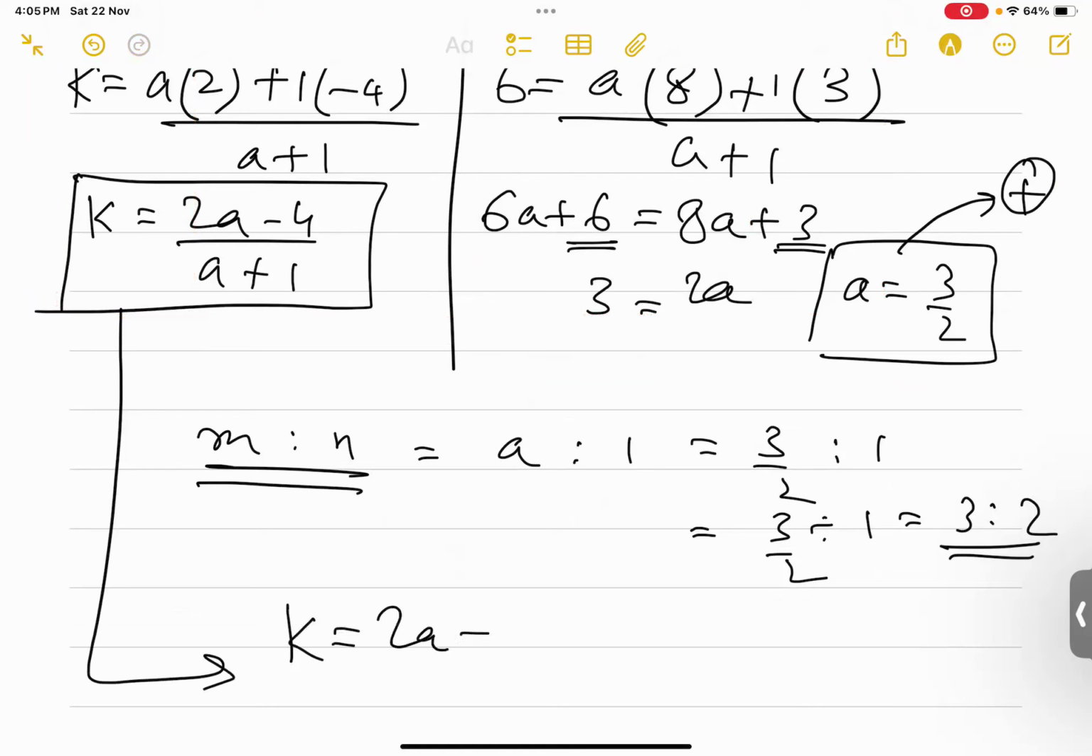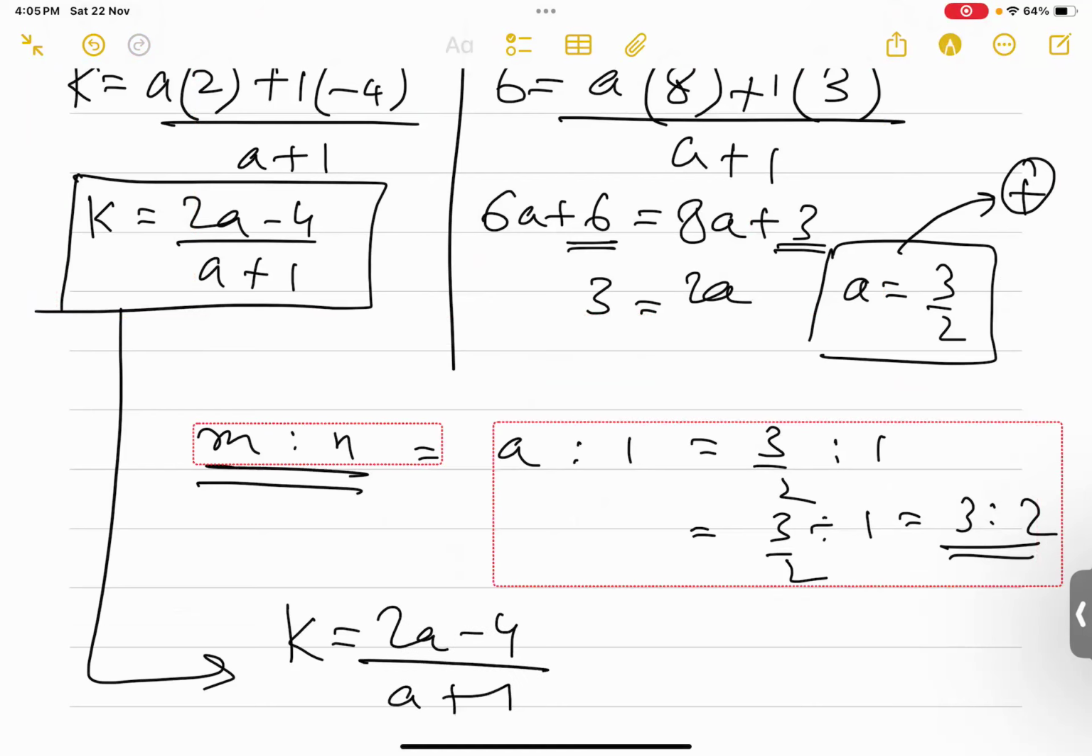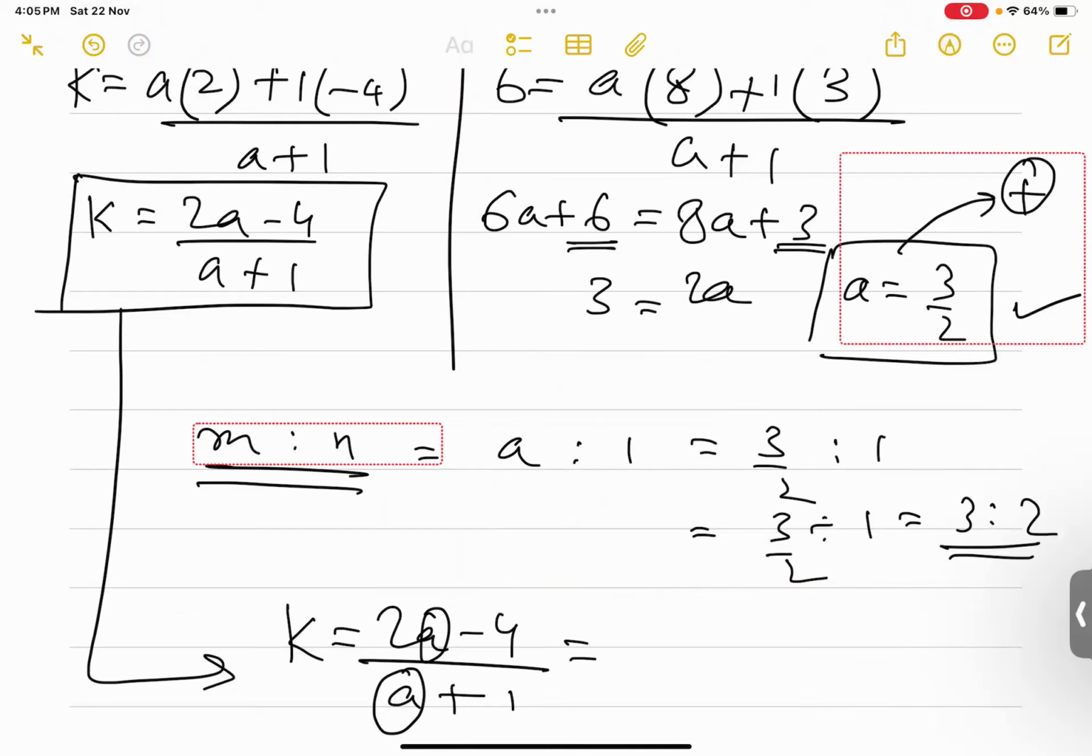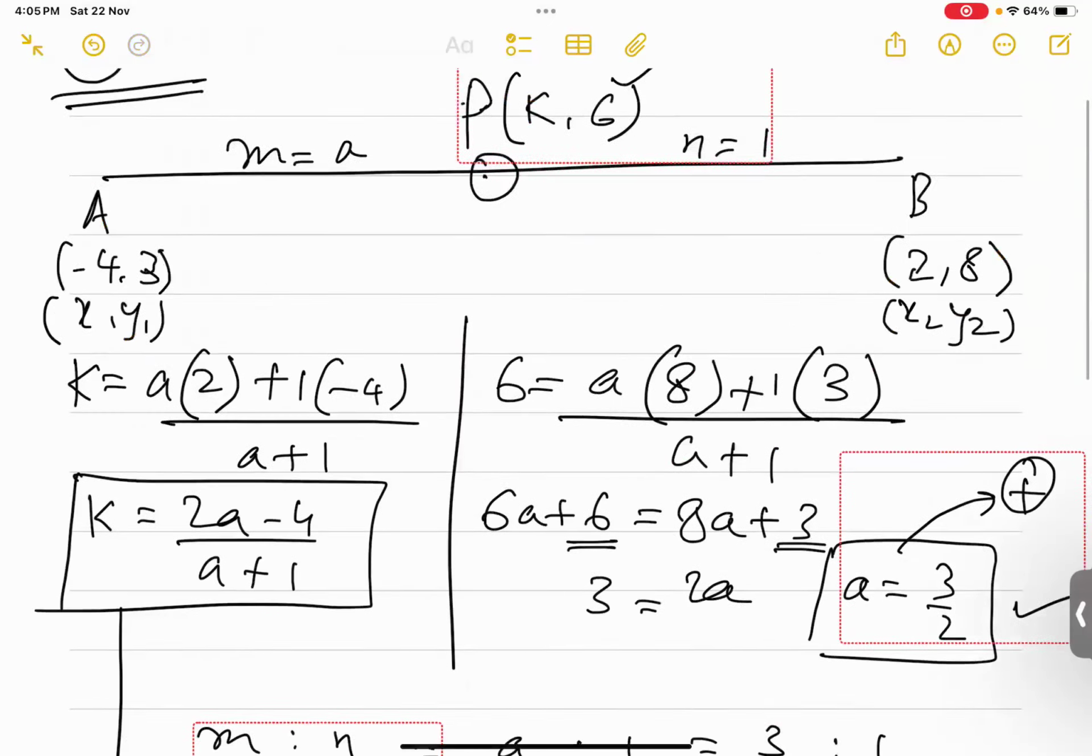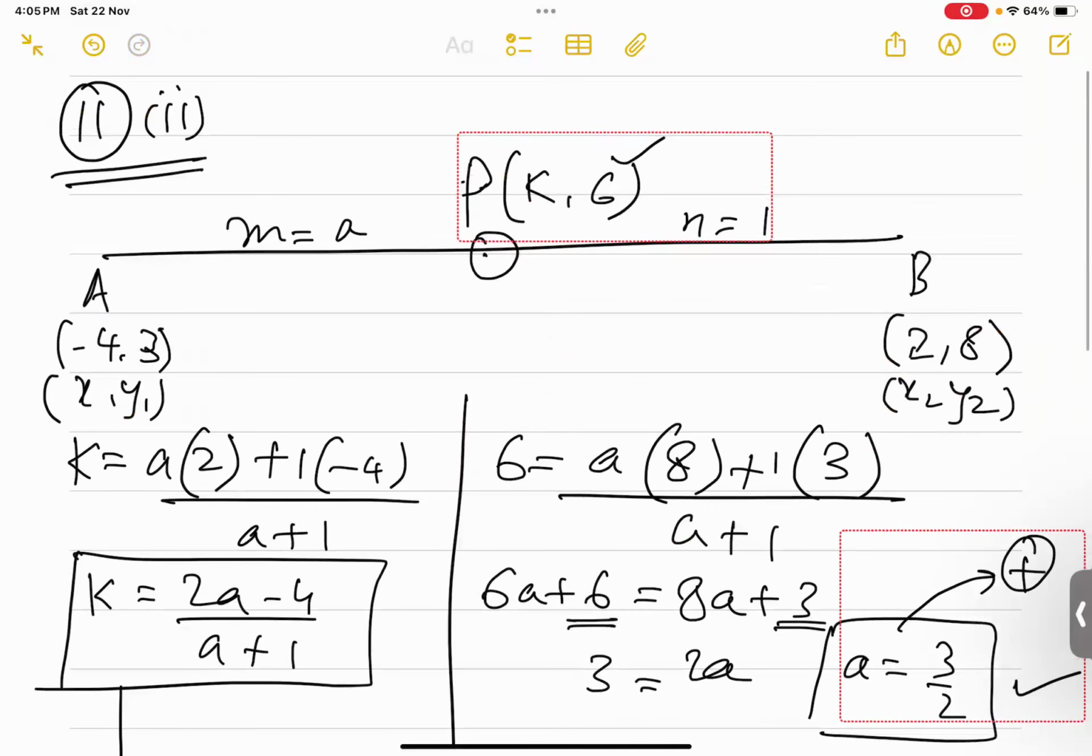k is equal to (2a minus 4) upon (a plus 1). So you can put the value of a over here as 3 by 2, because we got a as 3 by 2. You will get the answer. So this was the request made by some of the students. Those who want to copy this can quickly copy. I'll just wait for you.